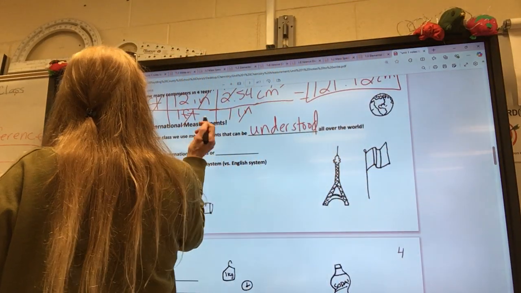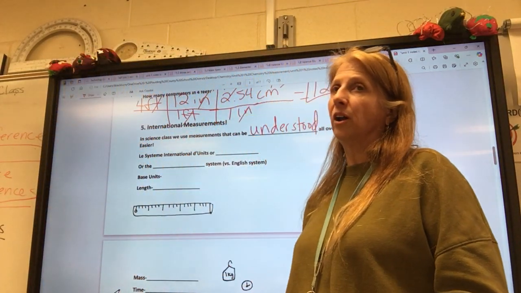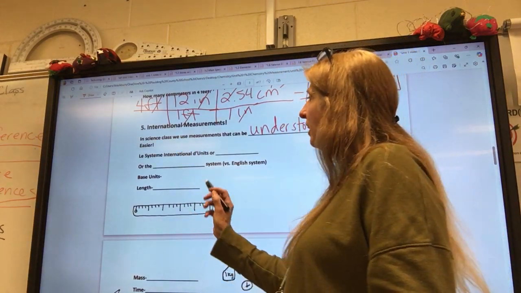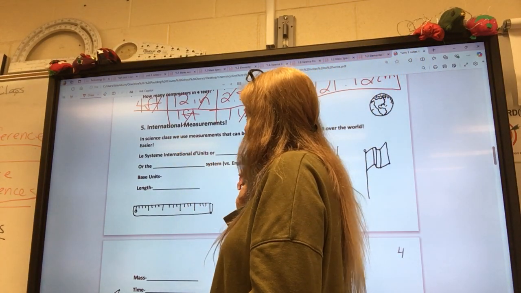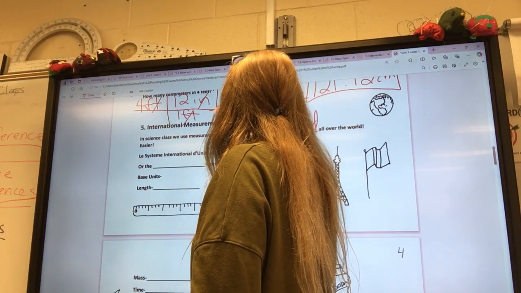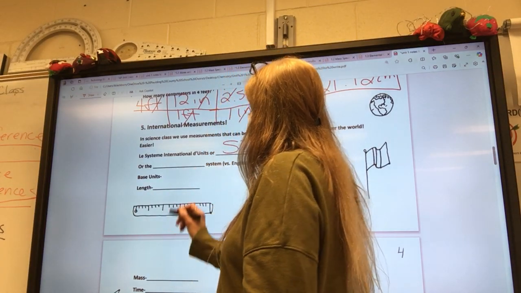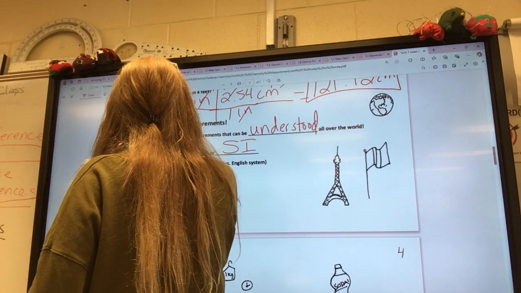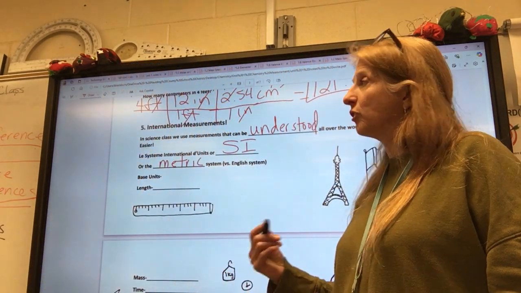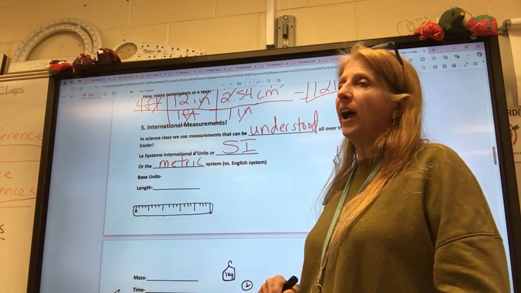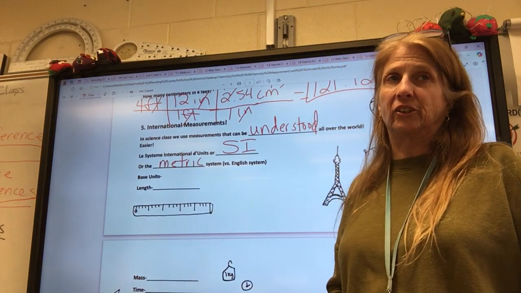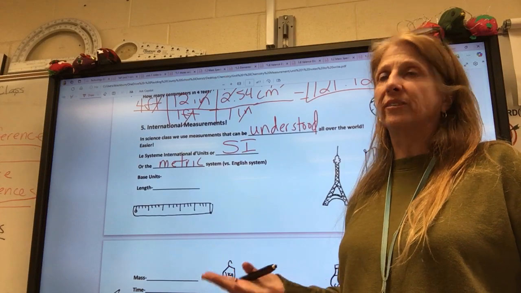So the system we use that people can understand all over the world is called, and I'm sure I'm saying this in perfect French, Le Système International des Unités. But we don't really say it in French. We call it SI, or we'll also call it the metric system. The metric system is slightly different than SI, and sometimes we use metric and sometimes we use SI. So how this measurement works is there are base units that we add prefixes to change what they stand for.